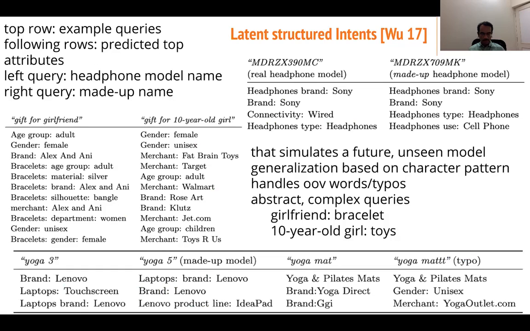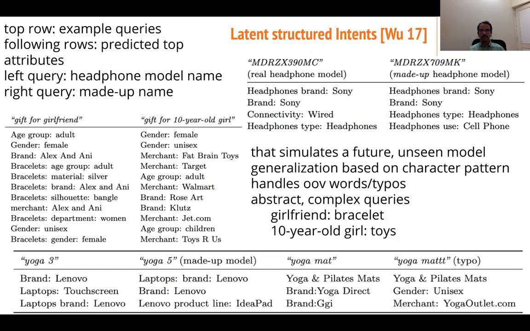So these are some results from the qualitative experiments. The top row is example queries, and the following rows are predicted top attributes. The left query is a headphone model name; the right query is a made up name. So basically the right simulates a future unseen query as a demonstration of generalizability. Even though it's out of vocabulary, reasonable headphone related attributes are predicted based on the character pattern.